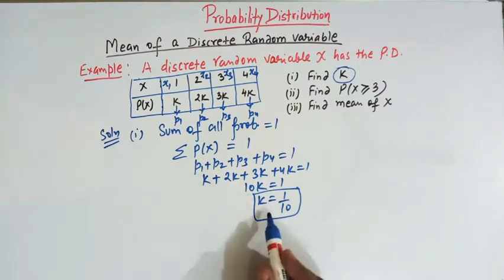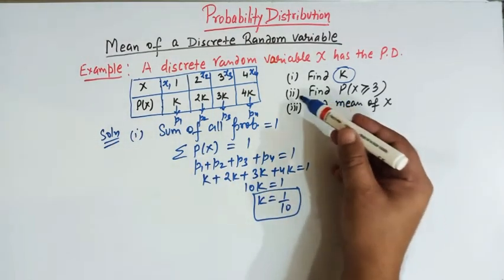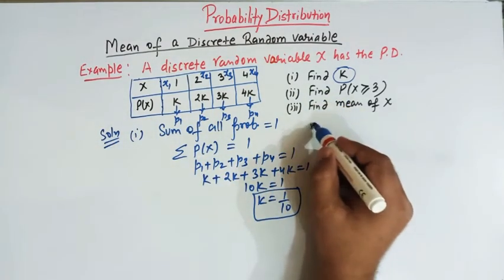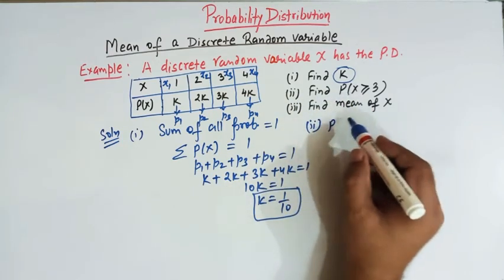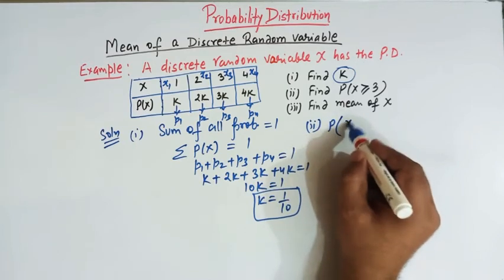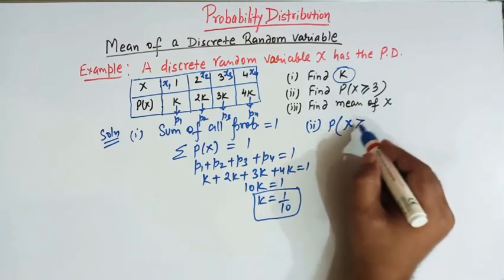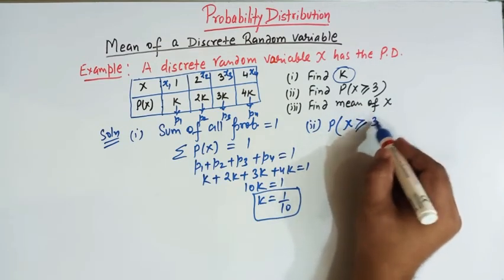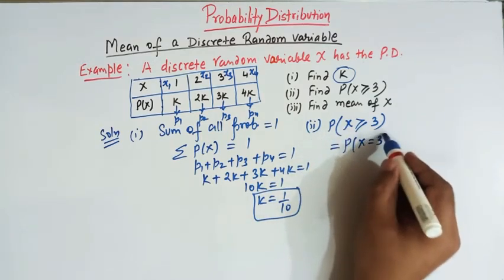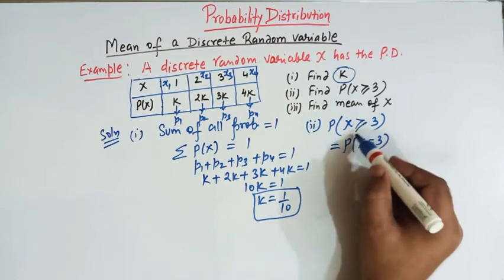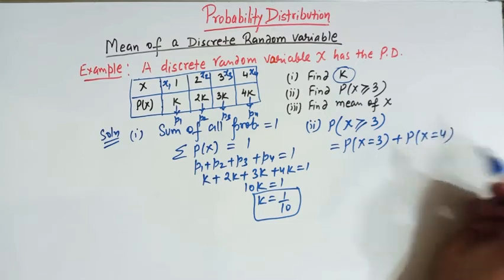So once we have obtained the value of k, now it is very easy to find these two parts, and let us take the second part. So here we have to find p, that is the probability, those probabilities for which x is greater than or equal to 3, right? So this can be written as p of x is equal to 3, because here we have the equality sign, then we have x equal to 4, right?